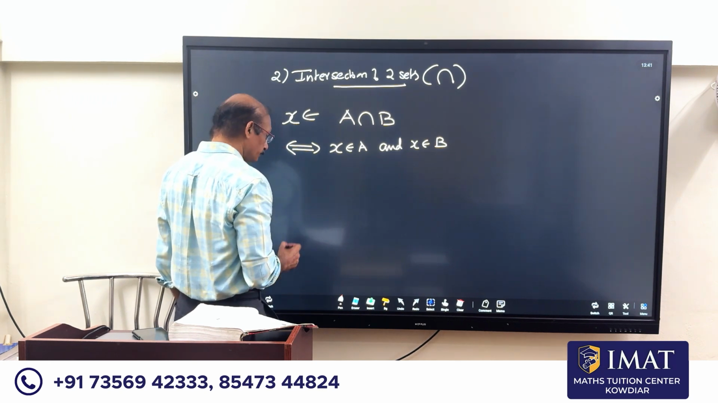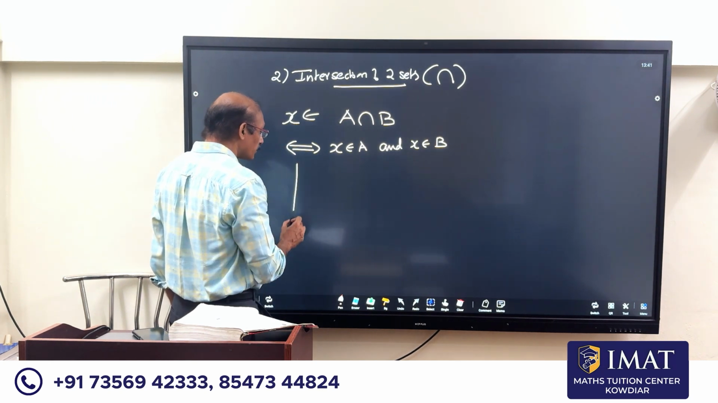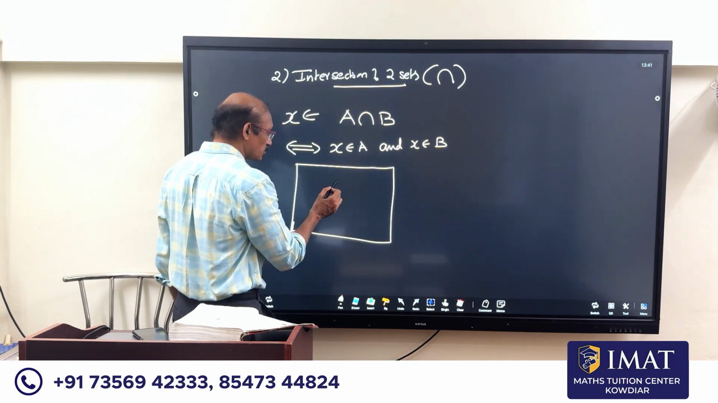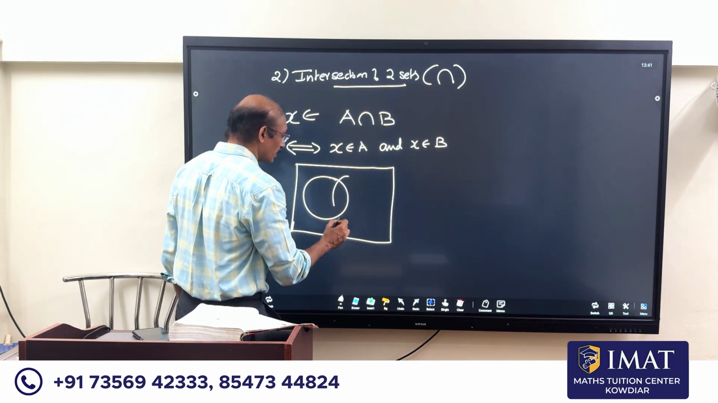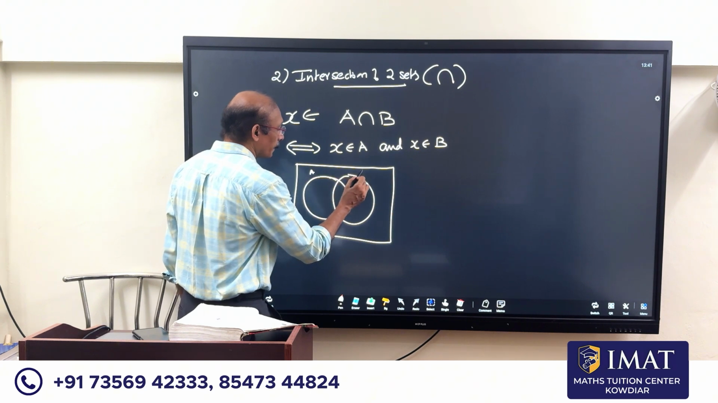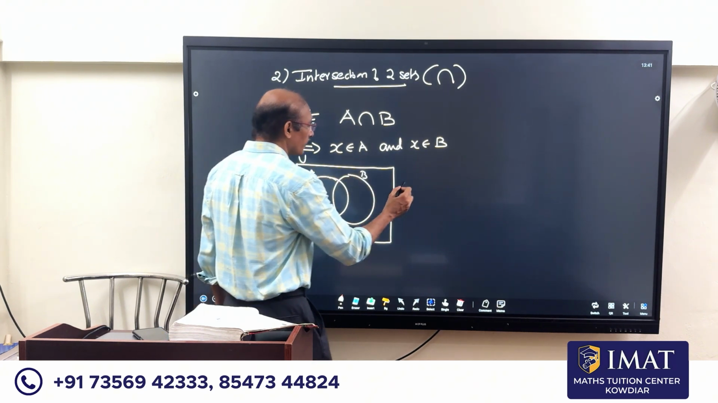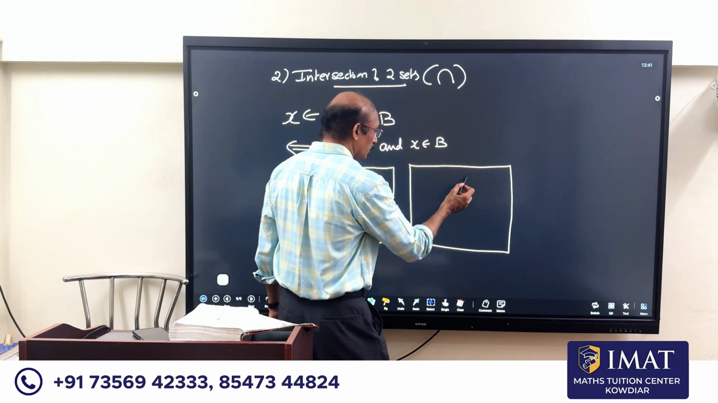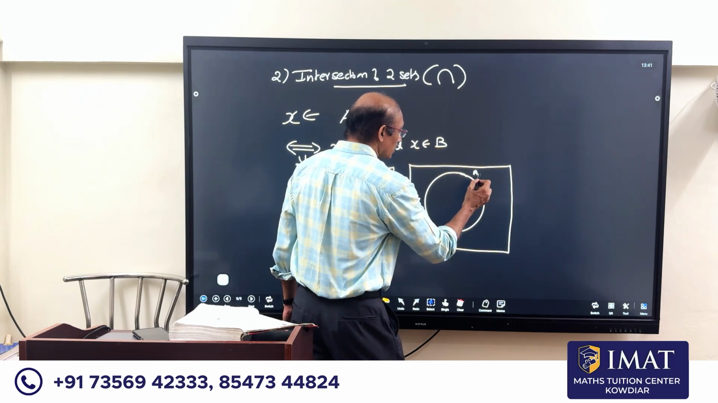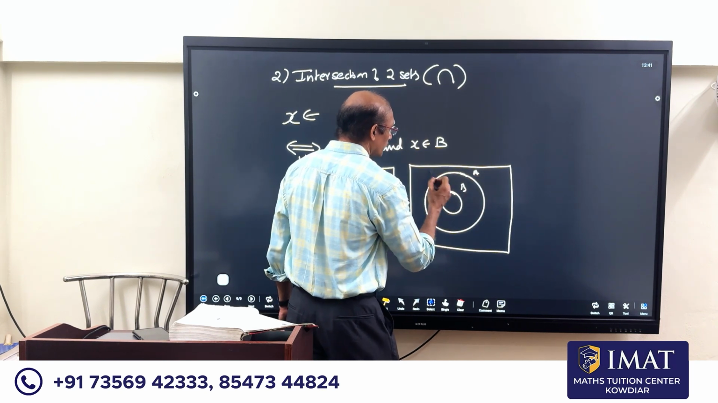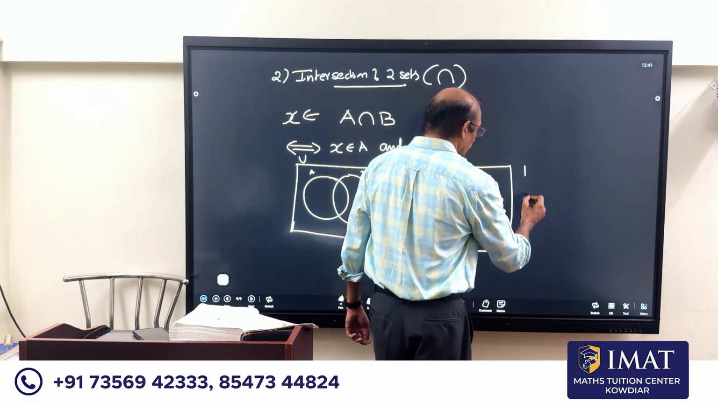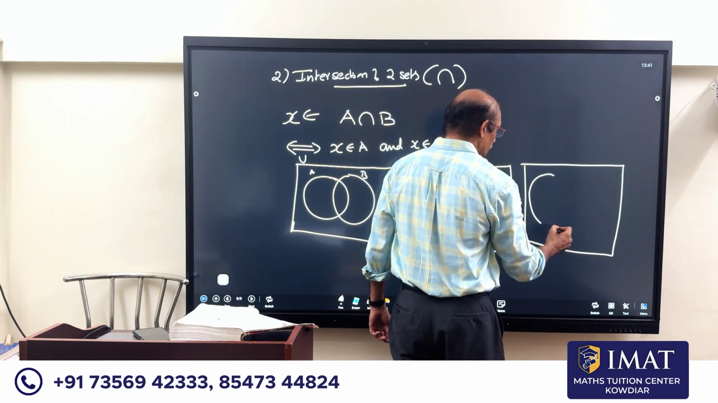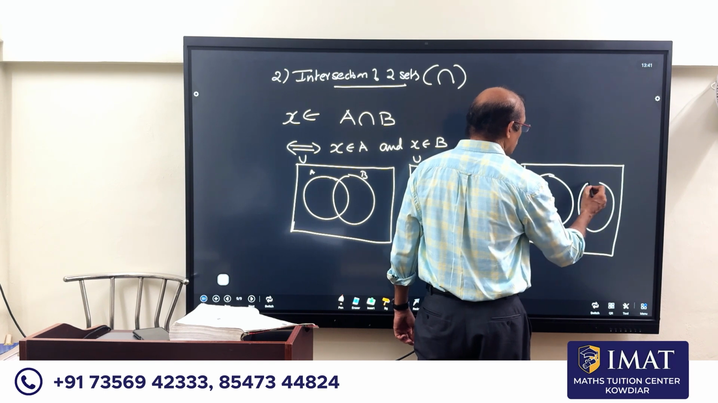Now let us see the pictorial representation of the sets. Let me just take all the three cases once again. This is A, this is B, union. The second representation, when one is a subset of the other, say this is A, this is B, universal set. The third case, disjoint sets A and B.